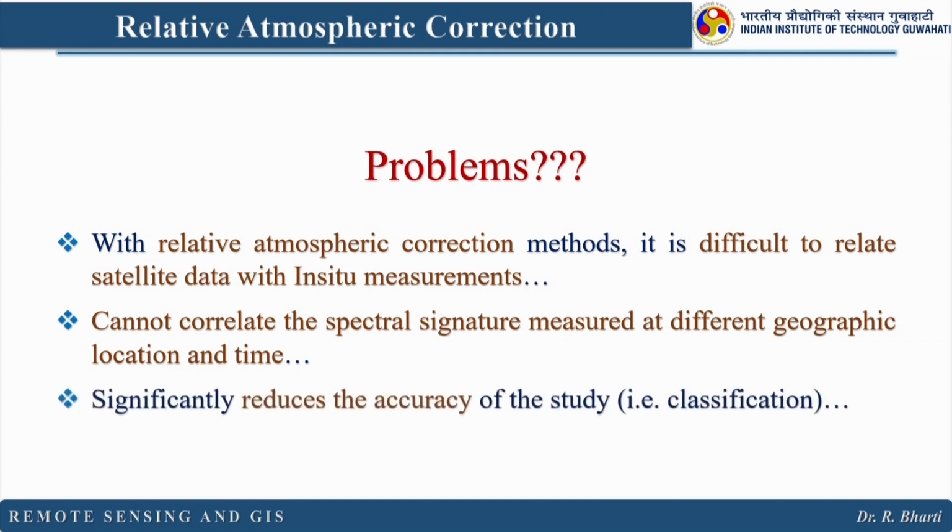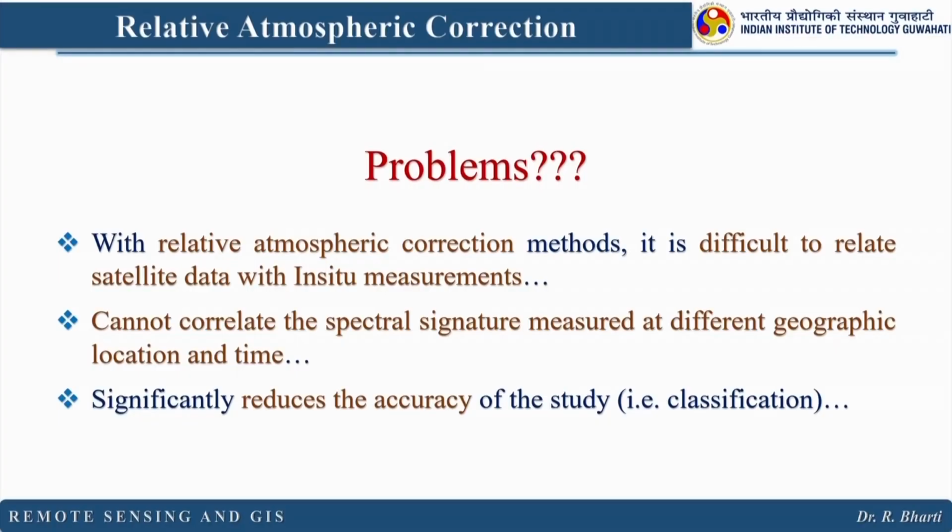And it also significantly reduces the accuracy of the study, because ultimately what is the aim of all this remote sensing data generation and analysis? Because we want to use it in some application. So when you do not remove the errors, or your data has the errors, then what will happen? Your result will also have that error.